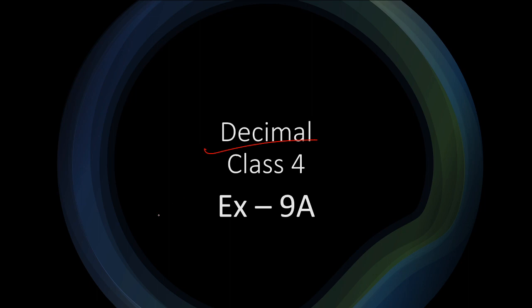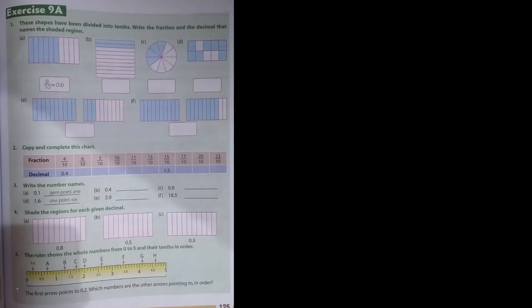So this is the exercise 9A on your screen. So let us do the first question of this exercise. First question says these shapes have been divided into tenths. Write the fraction and the decimal that name the shaded region. Okay. So one has been already done for you.